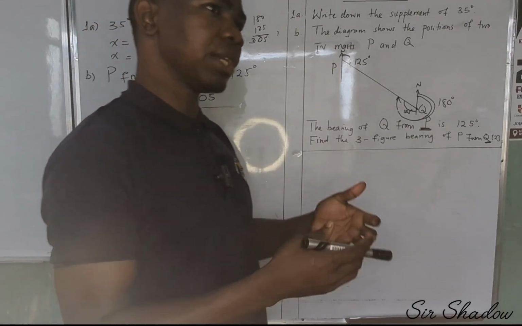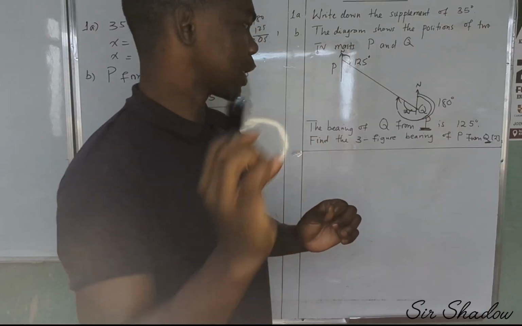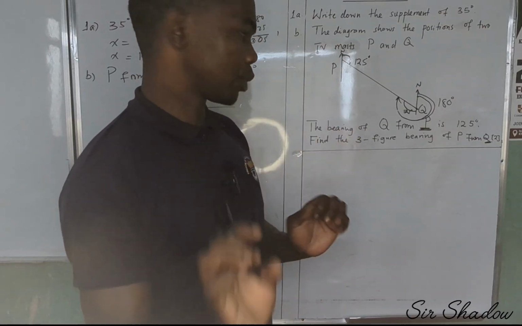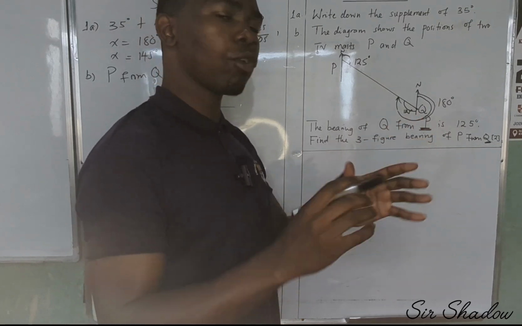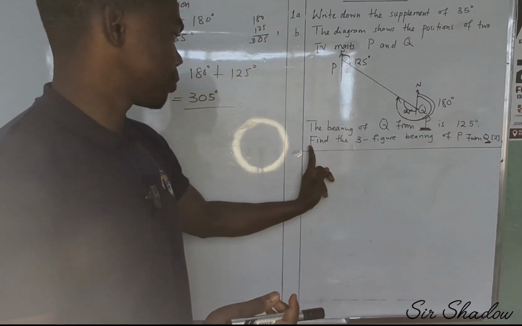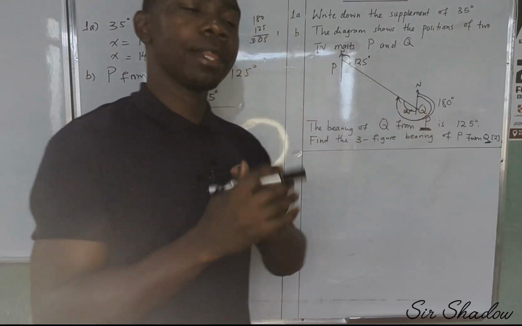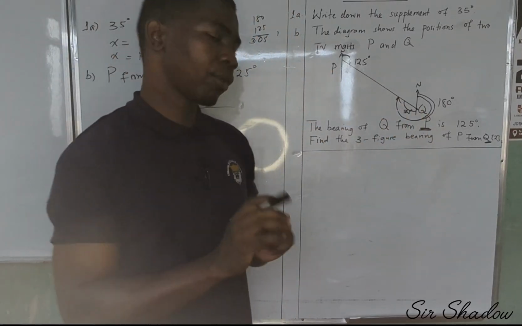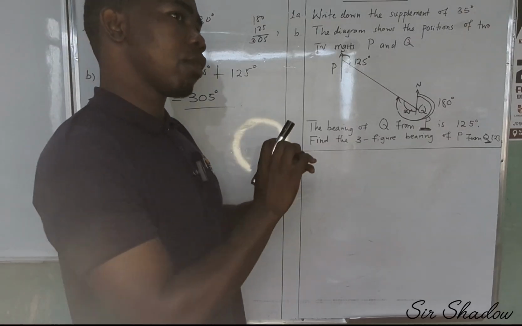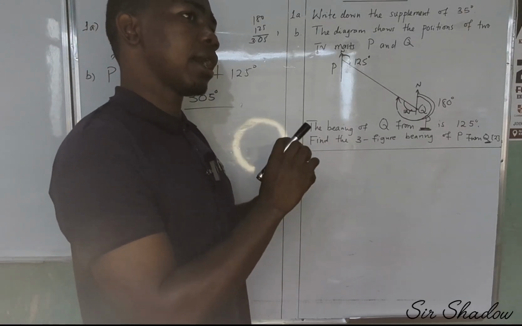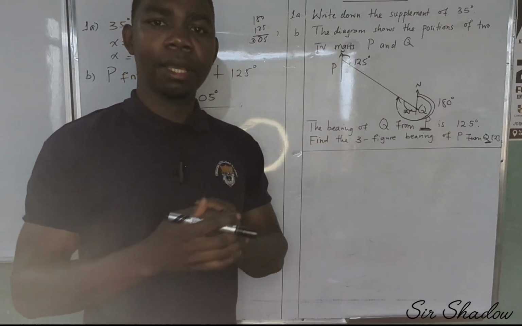So basically, when dealing with bearing, you have to know which letter to start with. For the bearing of Q from P, we start where there is from. Same applies here: find the three-figure bearing of P from Q. You go where there is from. This is what you are supposed to do whenever we are dealing with bearing, whether a three-figure bearing or a compass bearing.